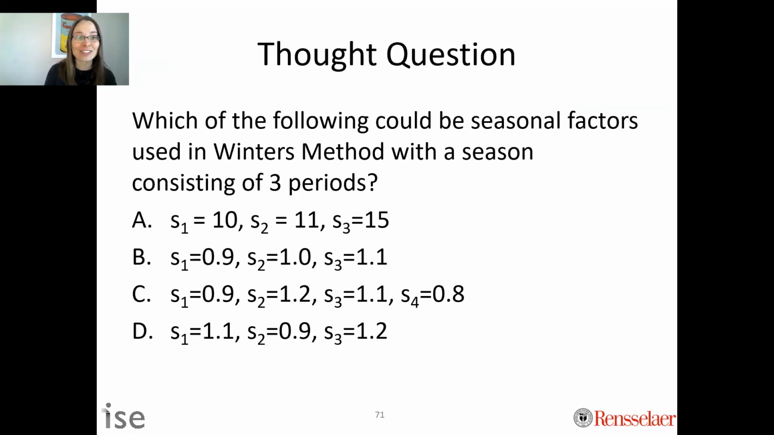And to test your knowledge on that, here is my thought question for you. Which of the following could be seasonal factors used in Winters method with a season consisting of 3 periods? So the frequency is 3. Which one of these is valid seasonal factors, given we're using a multiplicative method?